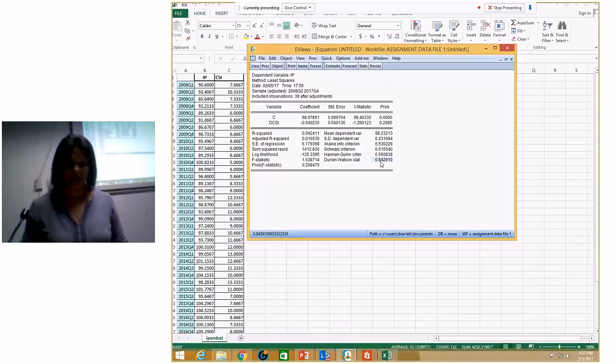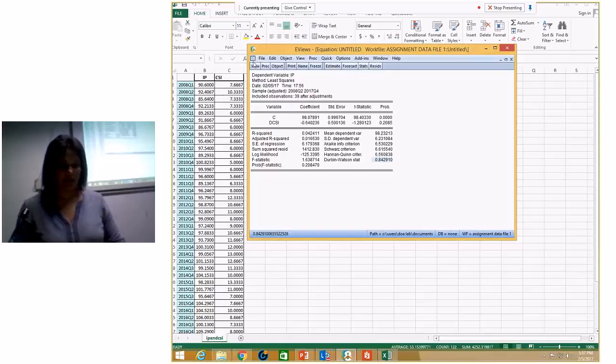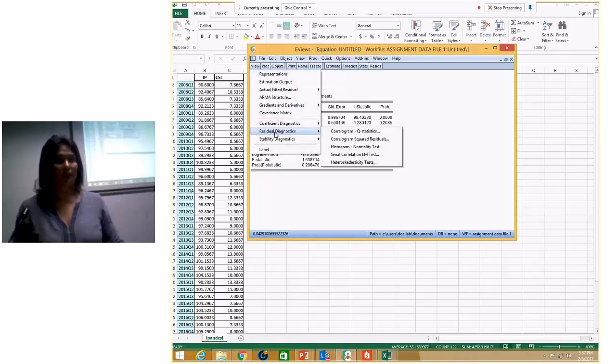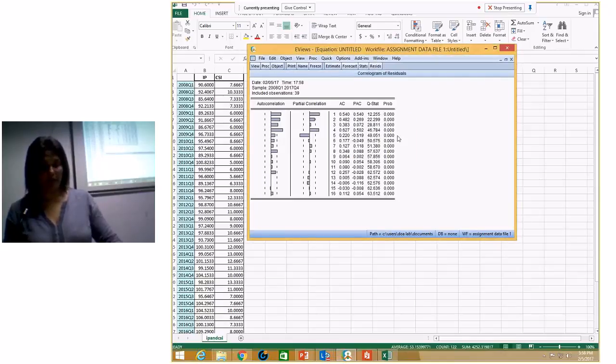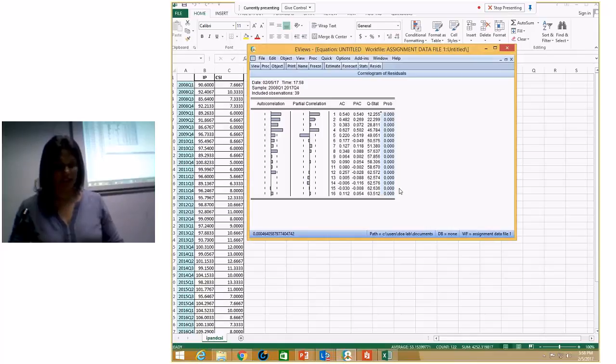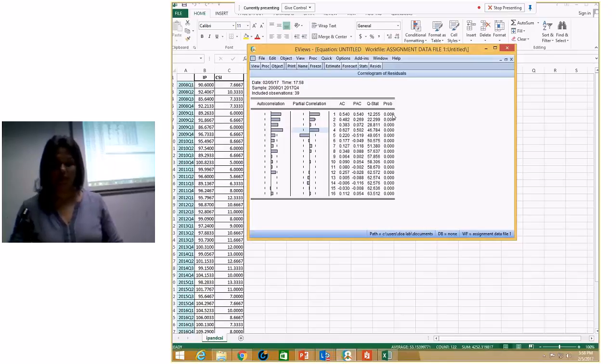Interpret the results based on R square, based on F, based on autocorrelation. Also, you can check residual diagnostics, the correlogram, Q statistics. There's a correlogram test with probability values. We can see that most of these boxes go away from this line. Also, the probability value is 0. This probability value should be greater than 5%.